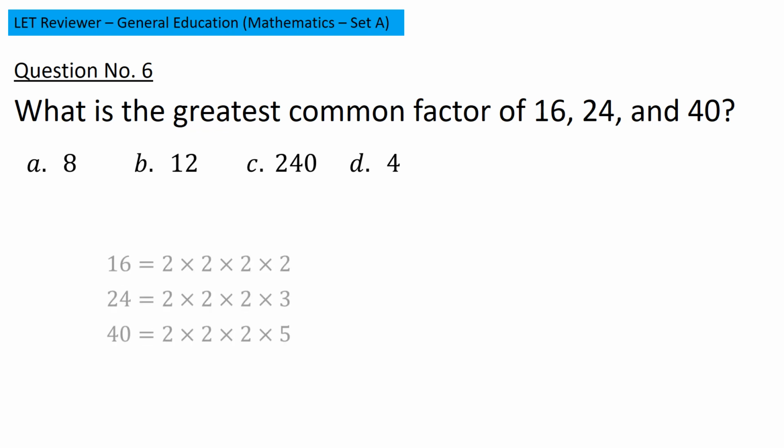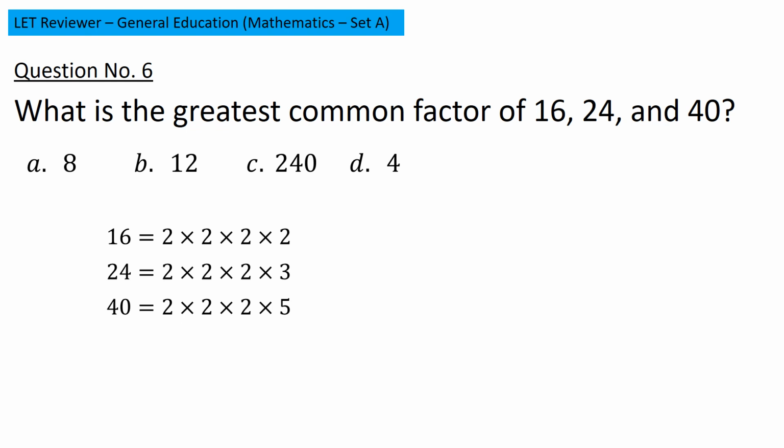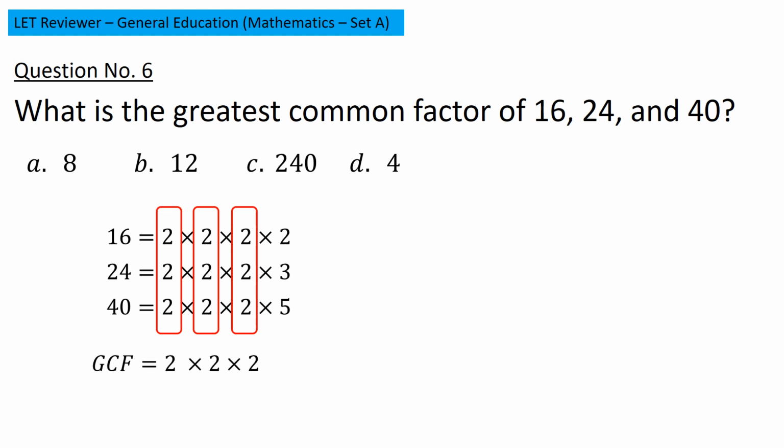Now, to get the greatest common factor o yung GCF, we can also use the prime factorization. So, these are the prime factors ng 16, 24, and 40. Since we are looking for the greatest common factor, we will simply look at the common factors na meron sa kanilang tatlo. And then you will notice sa kanilang prime factors, you have 3 2's or tatlong number 2 na common as factors.